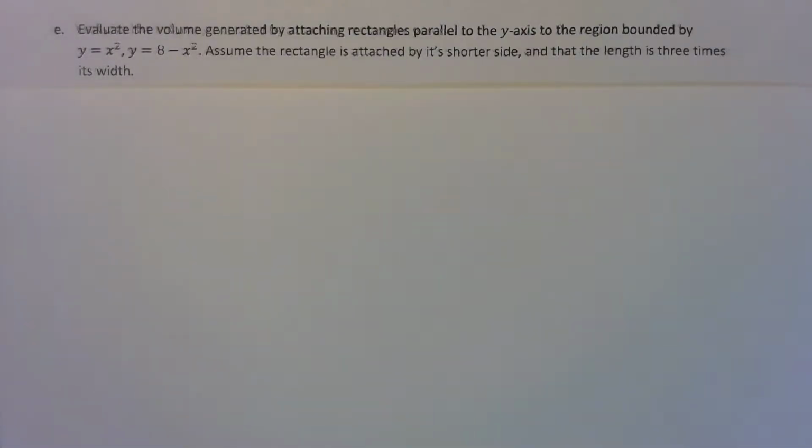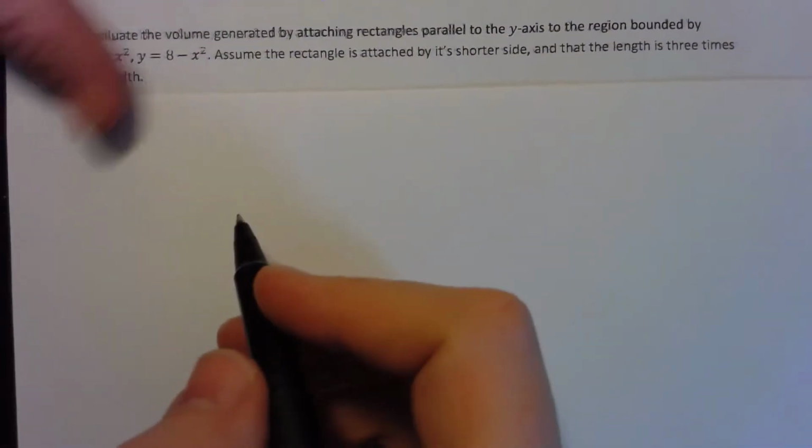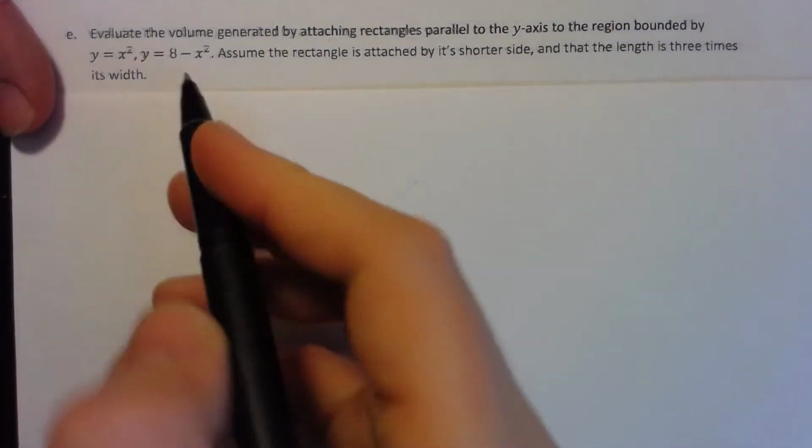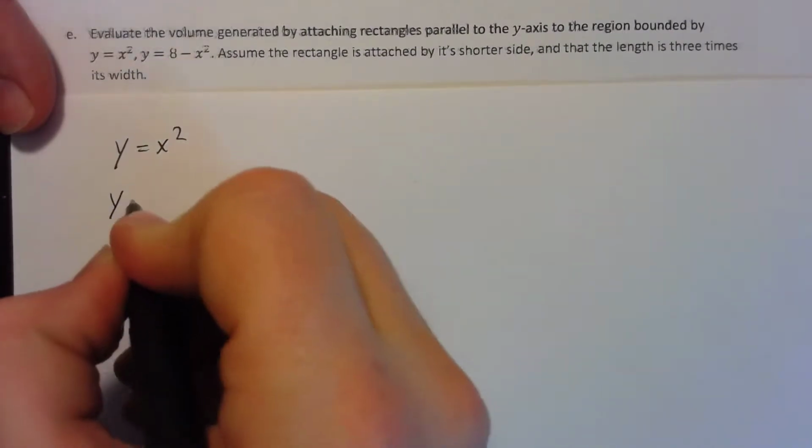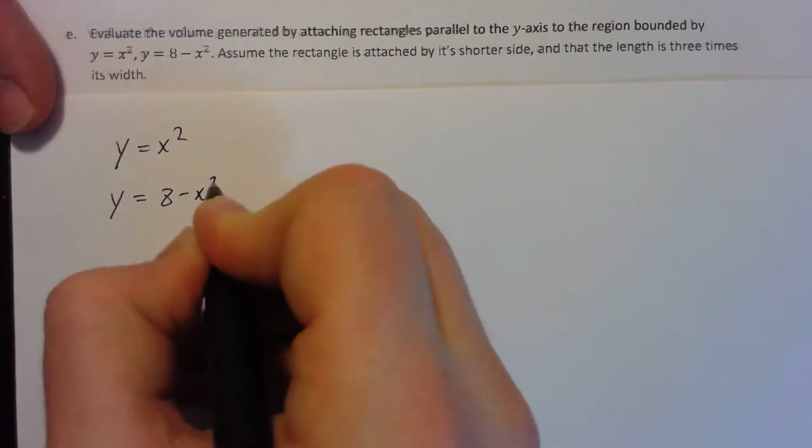In this video, we'll be looking at attaching rectangles to an object such that we are attaching them parallel to the y-axis. So the first thing, again, we always have to do is set up the actual region that we're playing with. The objects that we're bounded by are y equals x squared and y equals 8 minus x squared.